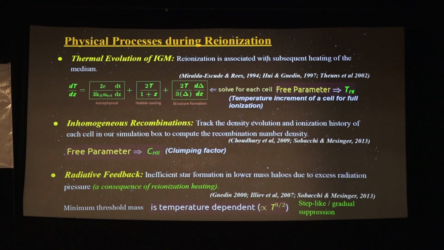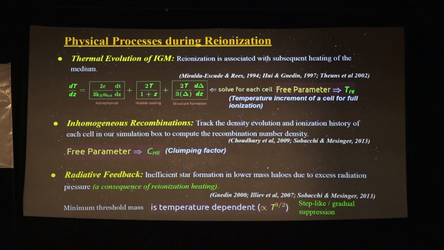And lastly, we also study another effect which is basically the consequence of ionization heating, that is the radiative feedback. So as the temperature heats up, the lower mass halos cannot sustain the heated up gas, and as a result of that, there will be inefficient star formation in these lower mass halos due to this excess radiation, which will in turn affect the reionization process in a negative way.